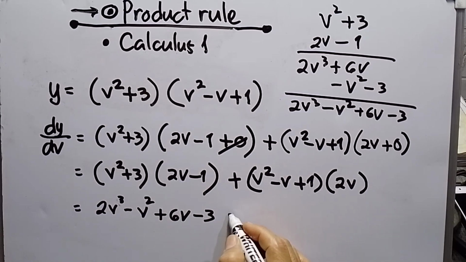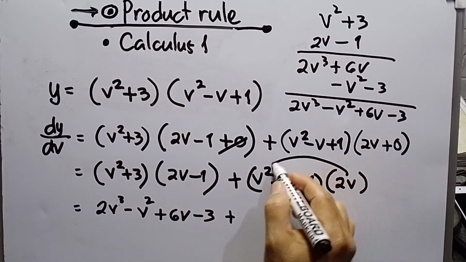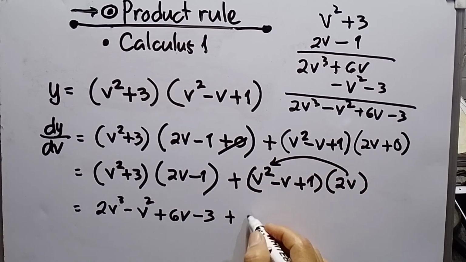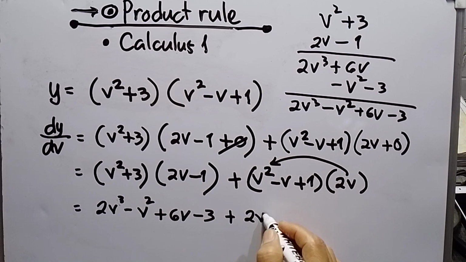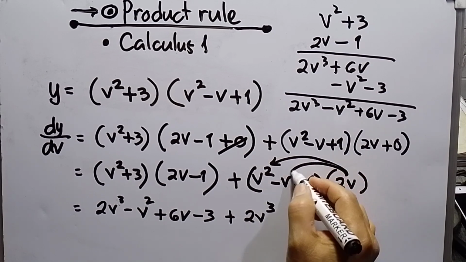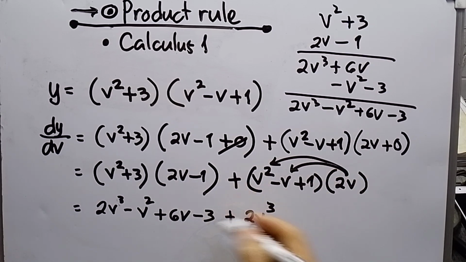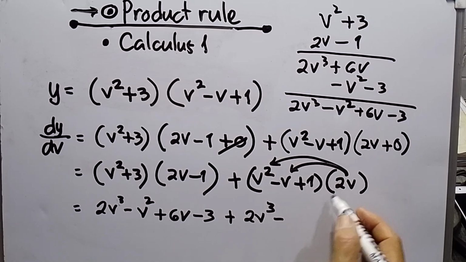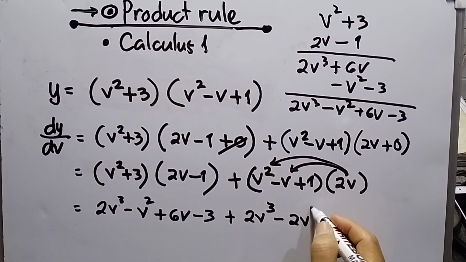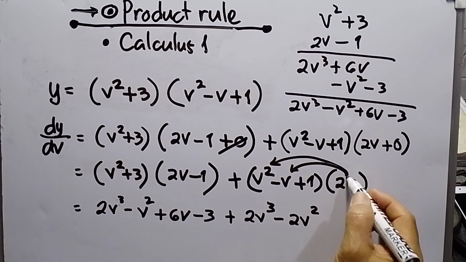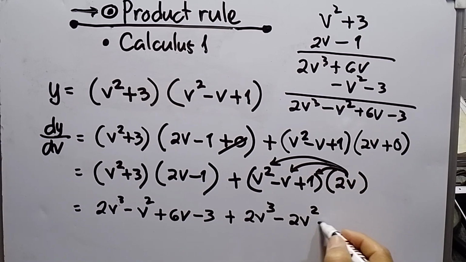Then how about this one? This will be plus 2v times v squared, that will be 2v cubed. Then distribute, negative times positive is negative, negative 2v squared. Then the last will be 2v times positive 1, this will be plus 2v.